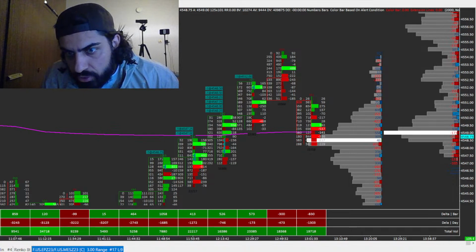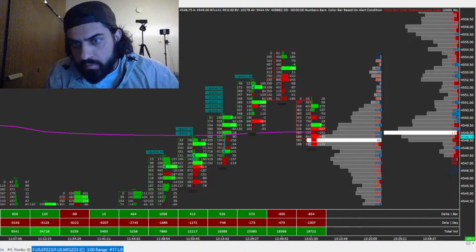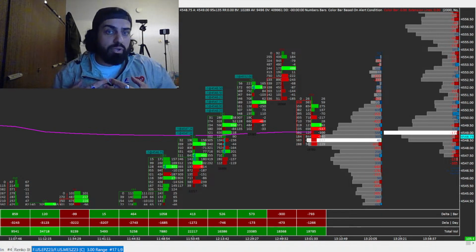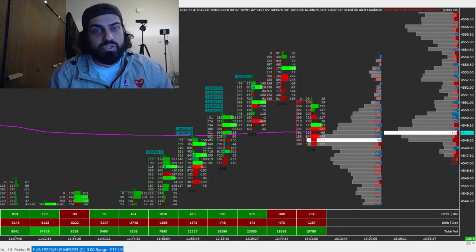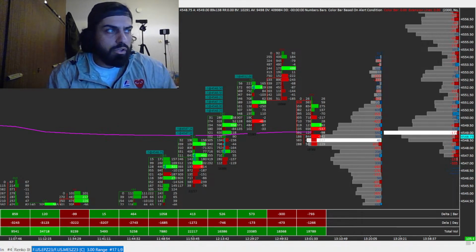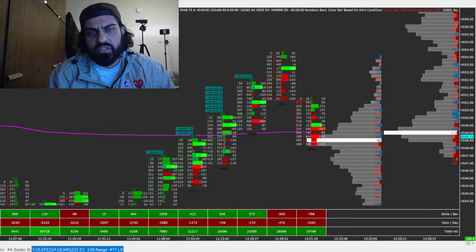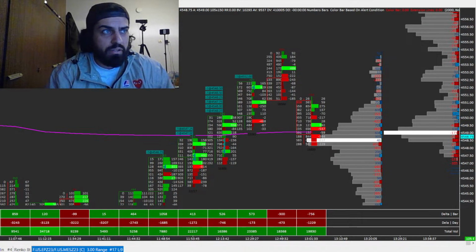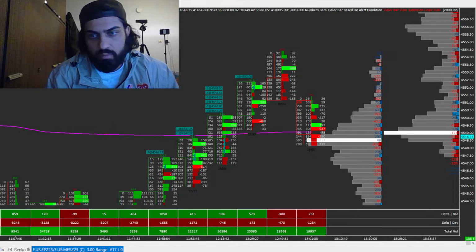What percentage of time would you recommend using the footprint as opposed to the DOM? Oh, that's a good question, James. I personally very rarely use the footprint in itself. I'll look at it for a delta perspective to see where traders are stuck in some cumulative delta, but I generally use the DOM about 95% of the time, if not more.